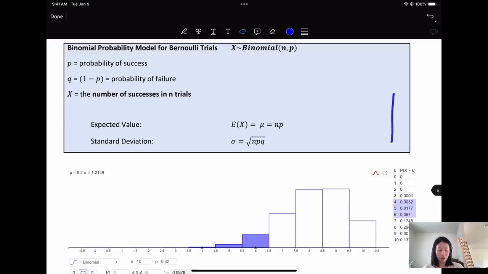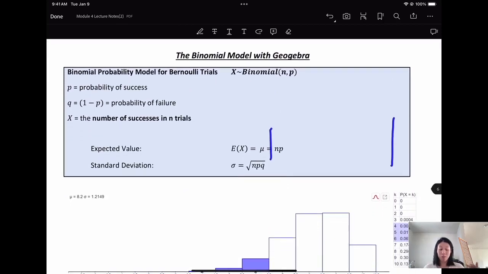Hello, in this video, I am going to talk about the model of binomial distribution with GeoGebra. First of all, what is binomial distribution? What does each letter mean?